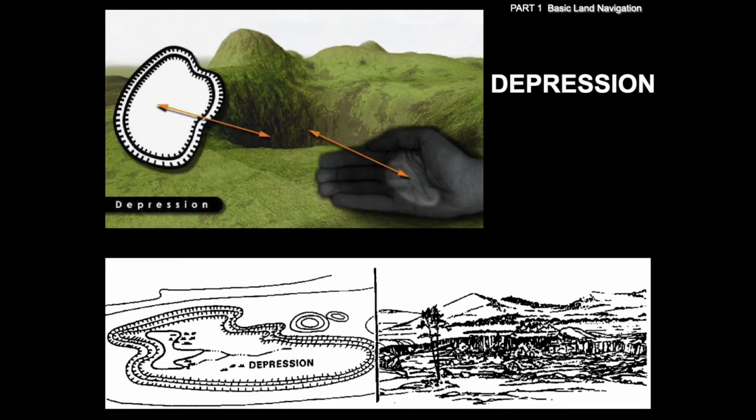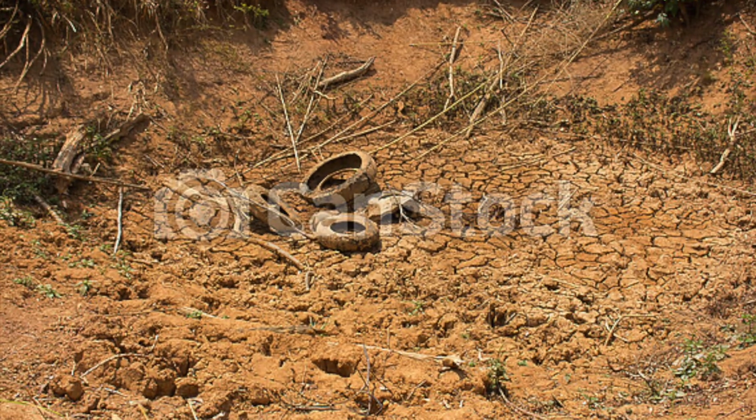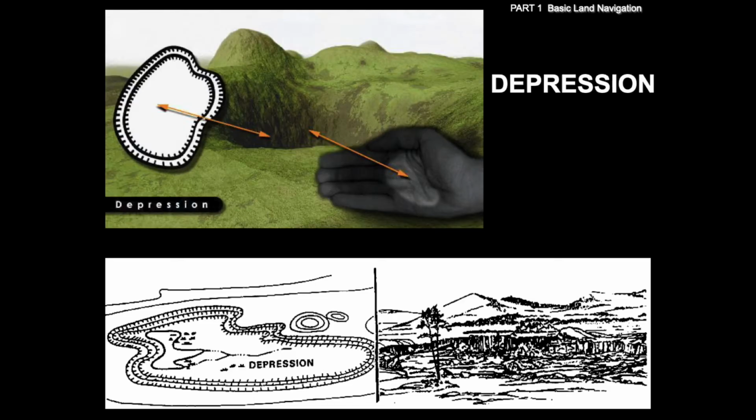Next up is depression. This might be like a dried out pond or some bit of land that is below normal elevation. And if we take out our handy dandy hand, then we're looking at the palm area there that creates that little depression in the middle of your hand.